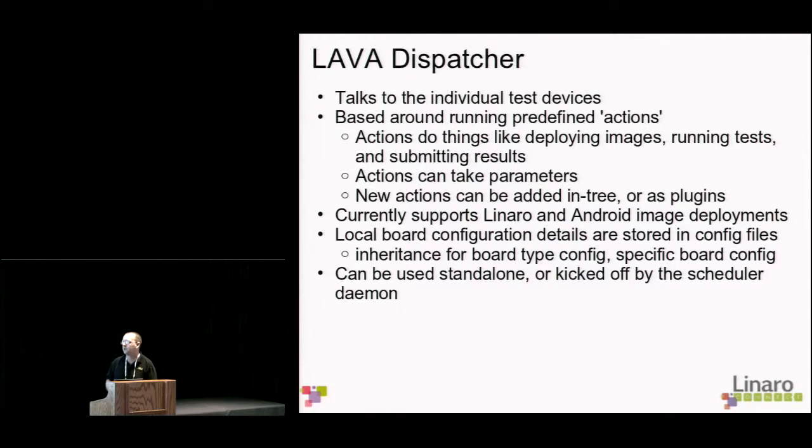We have configuration at the system level, the board level, and at the board type level. And it's all inherited. So you can, for instance, configure boot parameters for a type of board. And then if you've got a specific board that has some differences that you have to handle differently, you can set the same configuration for that particular board, and it'll override what's in the board type config.